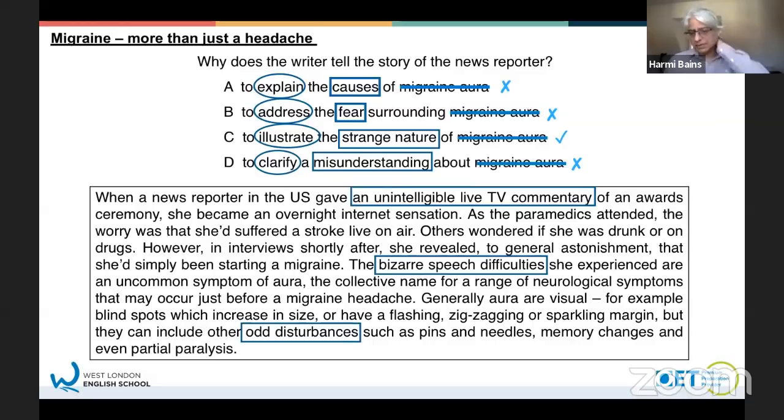There are some things in there which can help you. Unintelligible live TV commentary, bizarre speech difficulties, odd disturbances. They're telling you this is really something strange. It's unusual. These aren't normal headaches. You see things and hallucinate. They're really unusual. And that's really what the writer is trying to tell you. And that's why the writer used the example of the news report as well. Again, it's a gist question. To get the answer, you've really got to look at the whole paragraph here.